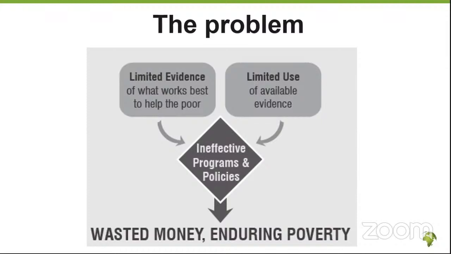Even if there's evidence, is the evidence being used? Whichever evidence is there, is it being used to translate into better programs and policies to help the world's poor? If we have limited evidence and limited use of the evidence that exists, it means our programs and policies are not informed by the evidence or the facts that have been rigorously evaluated. That means we are probably wasting a lot of time and money on ineffective programs and policies, and this still contributes to the cycle of continuous global poverty problems.